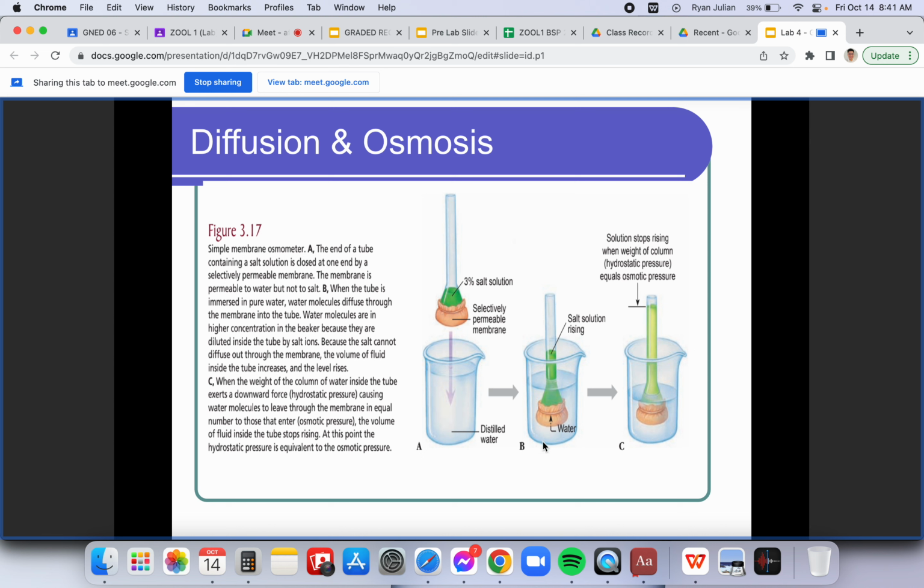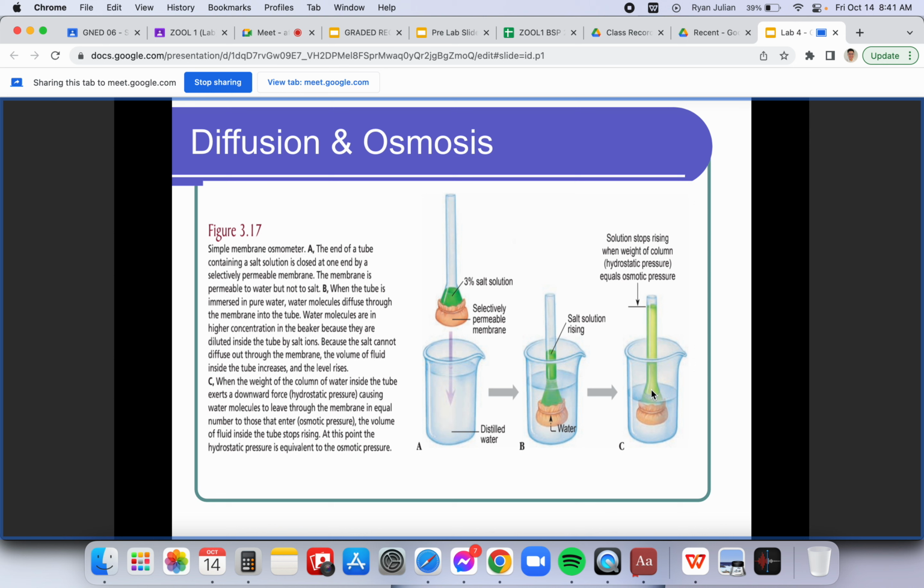Second image, letter B. When the tube is soaked or completely immersed, water molecules diffuse through the membrane into the tube, causing the salt solution to rise. Because like what I said a while ago, the membrane is not permeable to salt, only to water. That is why there is a rise of the salt solution, wherein the water has been diluted in the beaker.